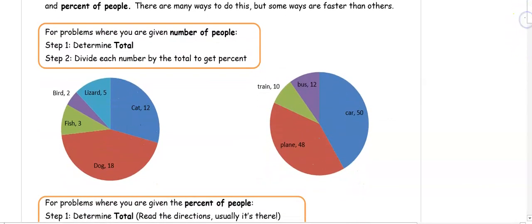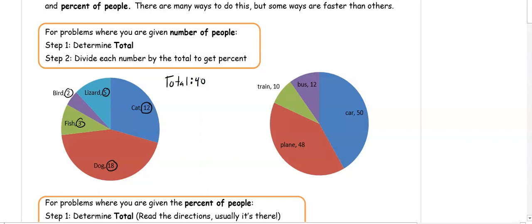If we look at these charts over here, the first chart has a bunch of different animals, and the number after each is the votes. To get from the number of people to percent, we divide the number of people that voted a certain way by the total. So the first thing we have to do is figure out how many total people voted. If we add up cat plus dog plus fish plus bird plus lizard, we have 18 plus 12 plus 3 plus 2 plus 5, and that gets us a total of 40 votes.